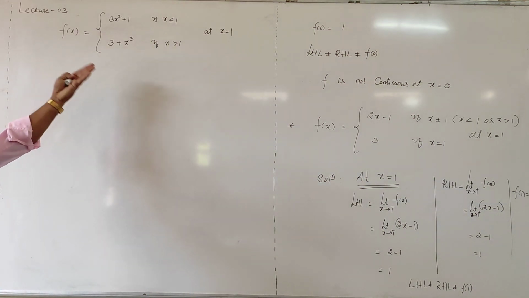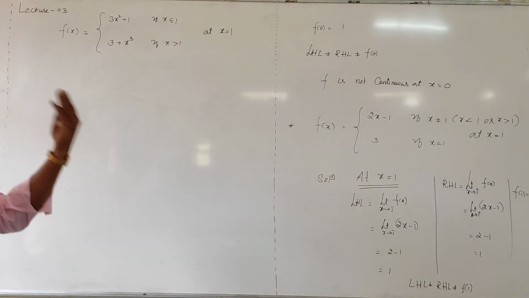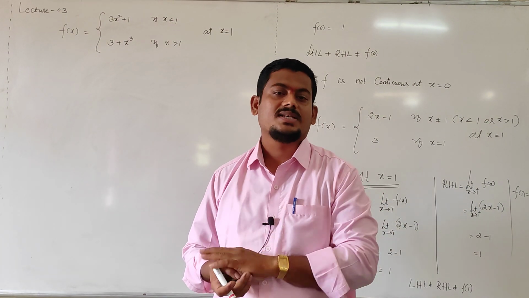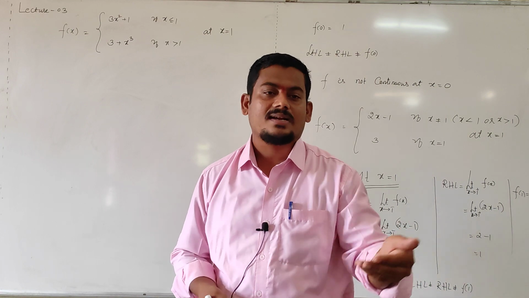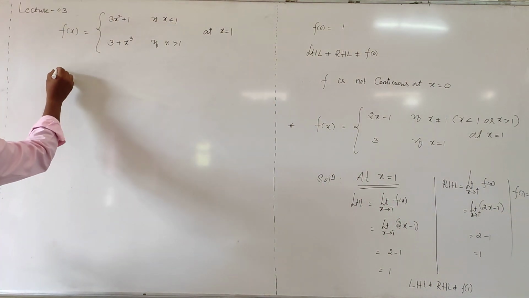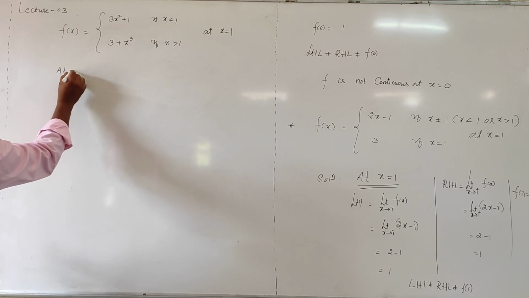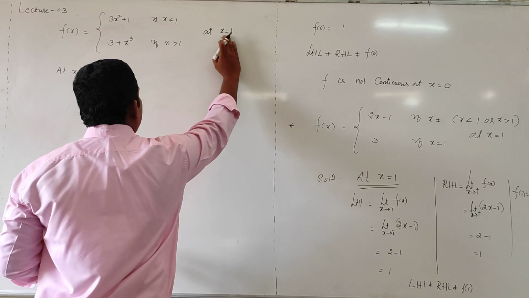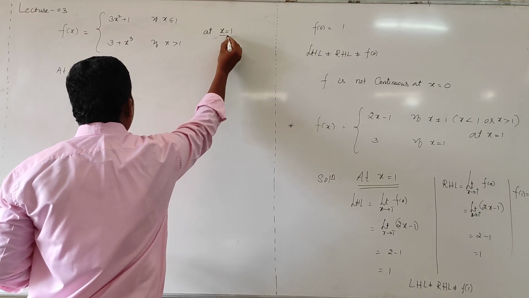Check the continuity of this function at x equal to 1. At x equal to 1, check whether function is continuous or discontinuous. Discontinuous in the sense not continuous, right? At what point? At x equal to 1. At this point we have to verify continuity of the function.